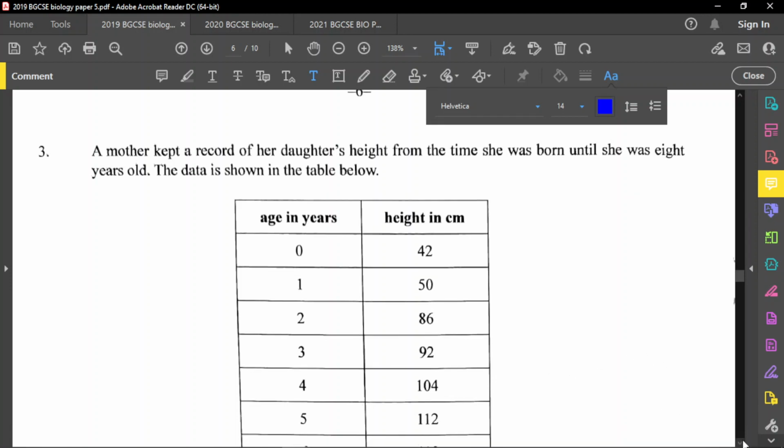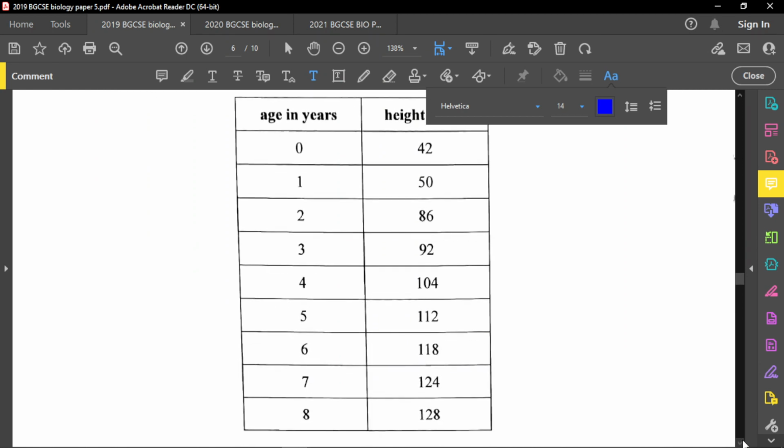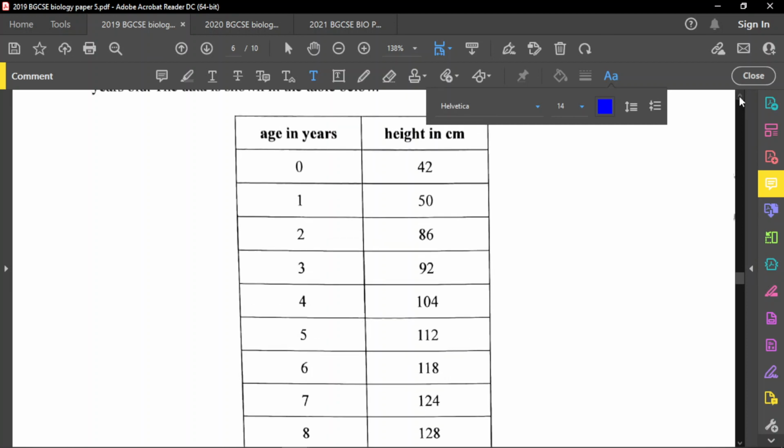So let's go down a little bit more. So 8 is right there. Right here we have the age in years. Let's go back a little bit more to make it better for you to see. So we have the age in years and we have the height in centimeters, and notice 0 to 8, and then we have 42 all the way to 128.